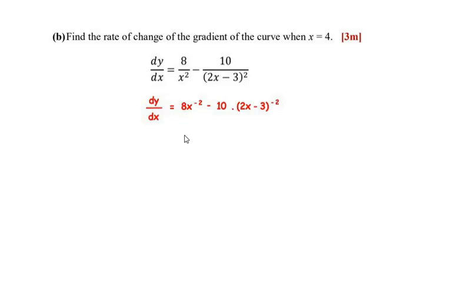And to differentiate this, we are going to use the power rule of differentiation and the chain rule.